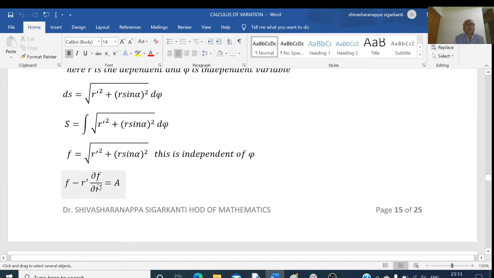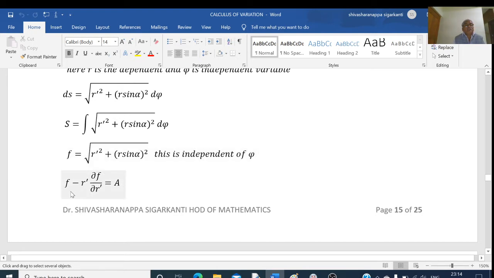So here, in place of y I have r, in place of y dash I have r dash, in place of x I have phi. Phi is the independent variable and r is the dependent variable. This f is independent of the independent variable, that is, it does not contain phi. Therefore, we can write the equation f minus r dash into dou f by dou r dash is equal to a constant quantity.